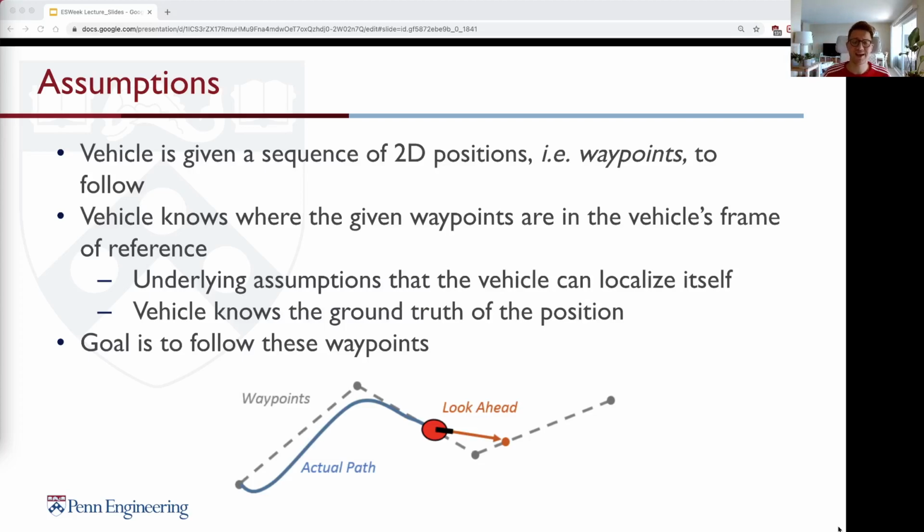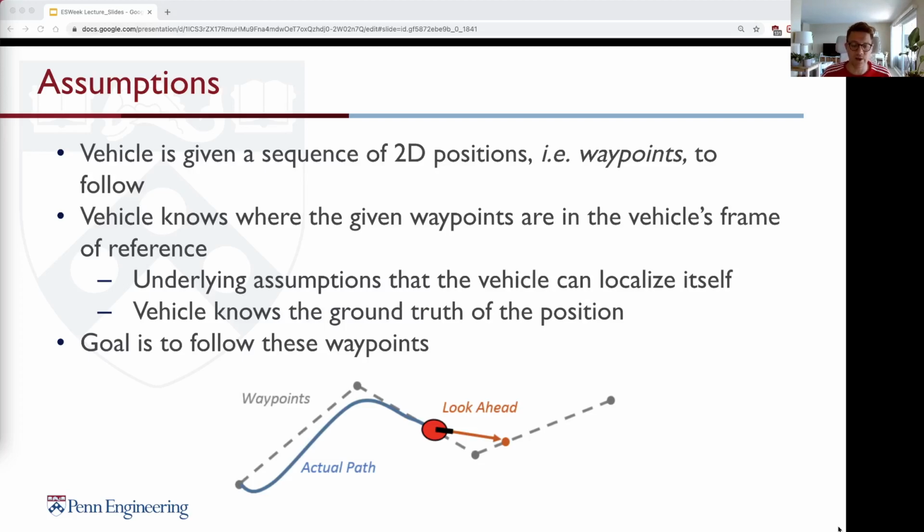The second assumption we have here: our vehicle knows where the given waypoints are in the vehicle's frame of reference. That means for us, we have a perfect localization of our vehicle in an x and y frame. We know where the vehicle is, and we know in respect to the vehicle where the next waypoint is. This means our vehicle can localize itself and the vehicle knows the ground truth of its position.